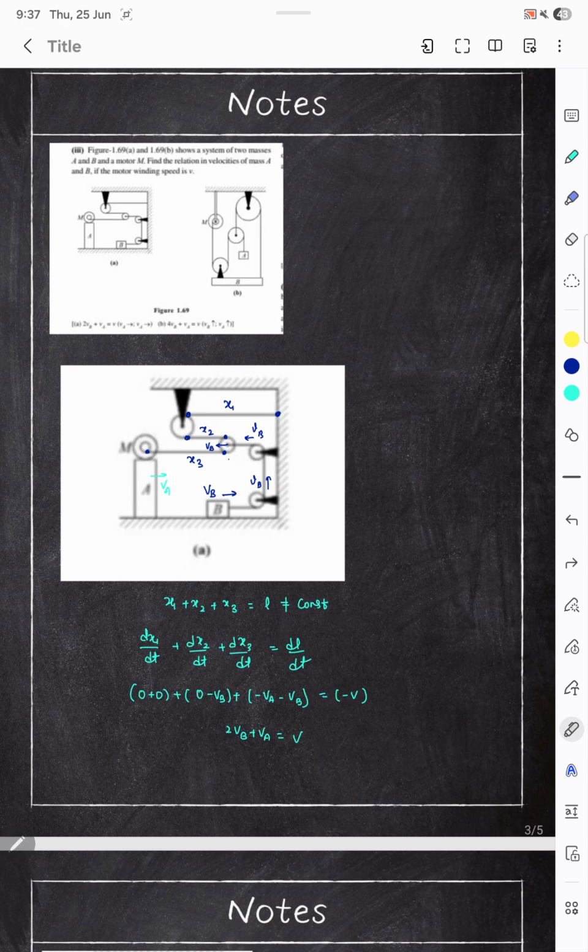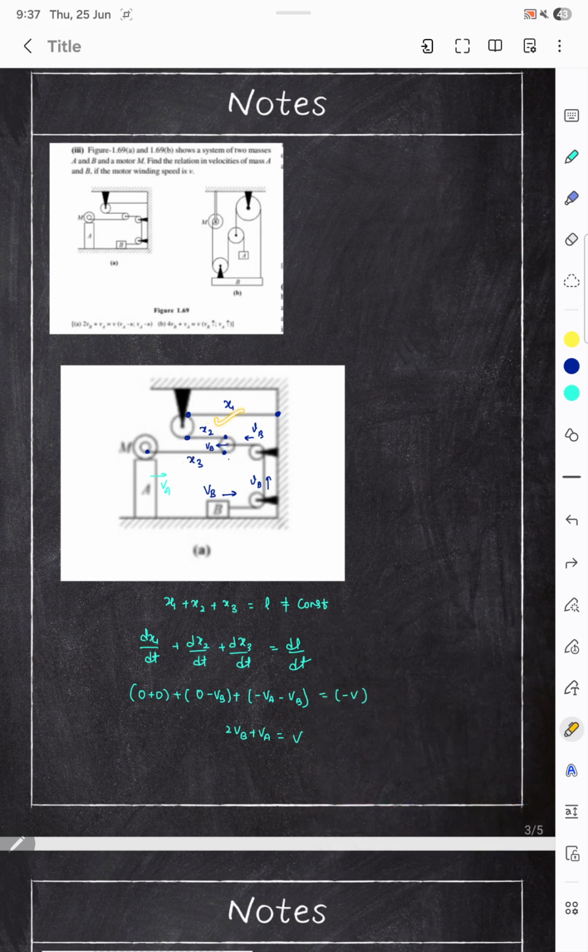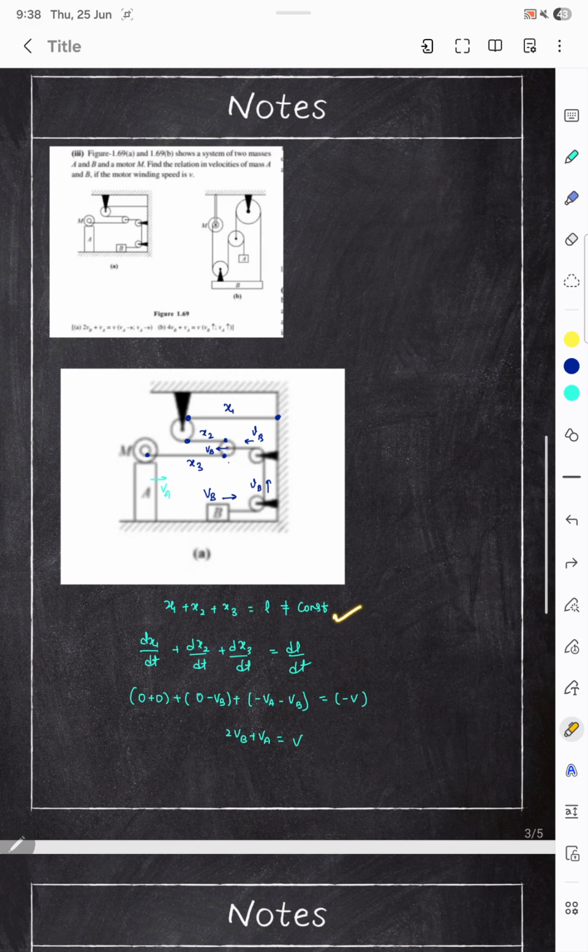Now, I solved the complete solution, but here I'm explaining: let's consider the lengths x1, x2, and x3. This is x1, this length is x2, and this length is x3. And x1 plus x2 plus x3 will be equal to L at that moment. And this is not constant because it is connected to a motor, and that's why the length may change.